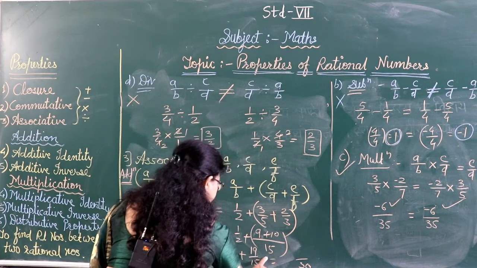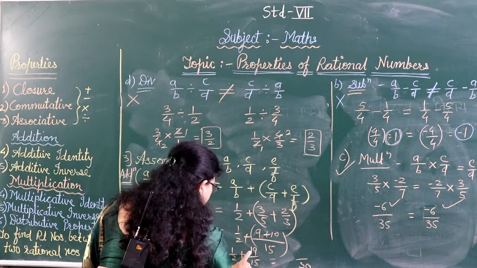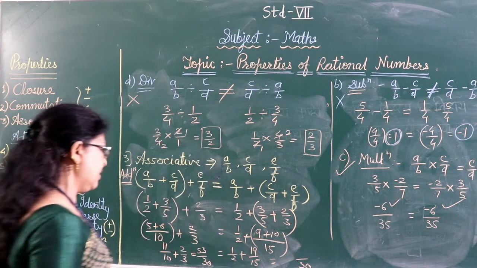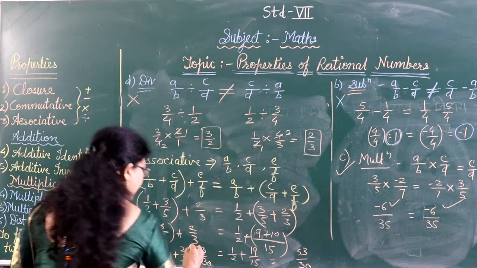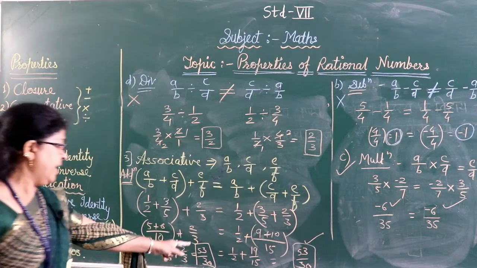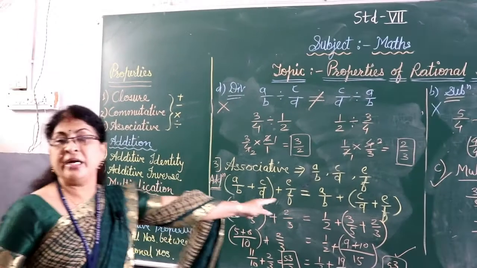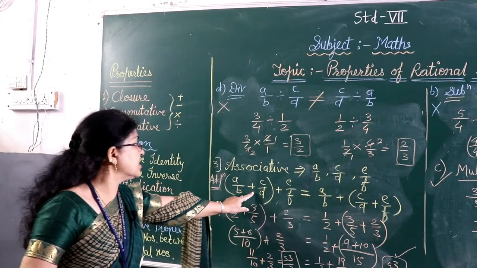9 plus 10, 15. 19 plus 15. 19 2s are 38. 38 plus 15, again you will get 53. Okay, 53. Means you are getting the same answer. Check. Same answer. It means we can say that addition of rational numbers is associative.